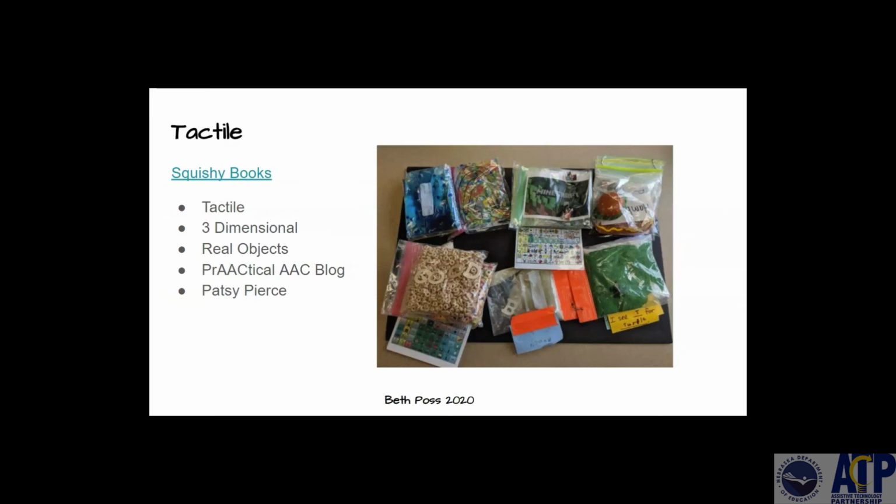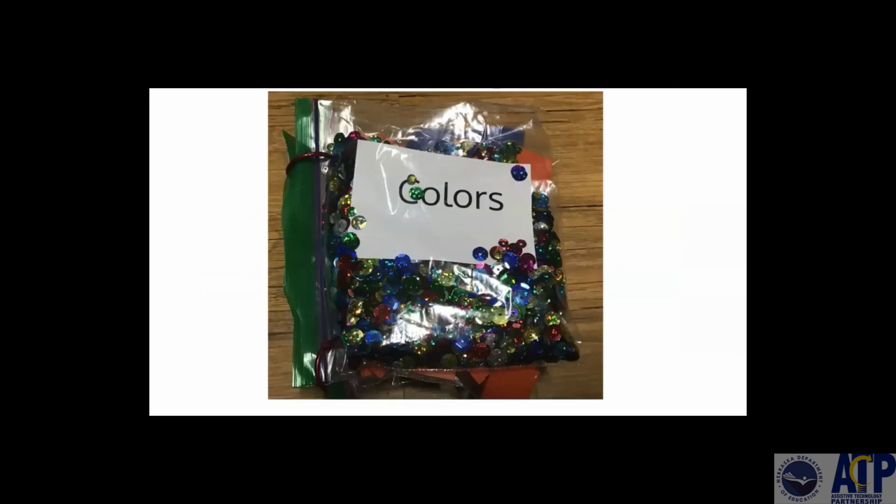Some children, particularly those with visual impairments or those who are not interested in a traditional print book, may really need something tactile, and this is where squishy books can come in. These are books that you can craft together. They're tactile, three-dimensional, have real objects inside simple plastic bags. Take a look at the Practical AAC blog and the work of Patsy Pierce for lots of examples.